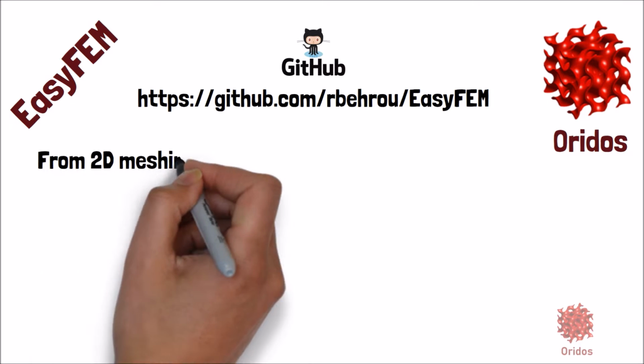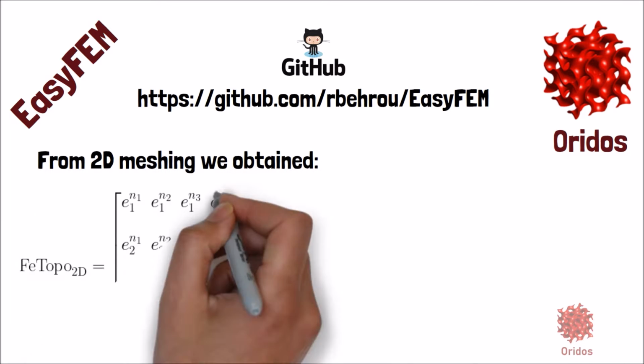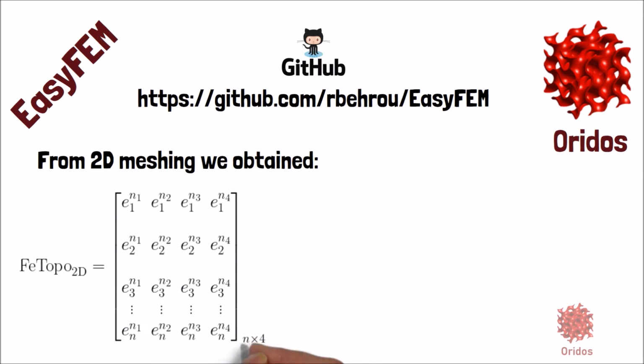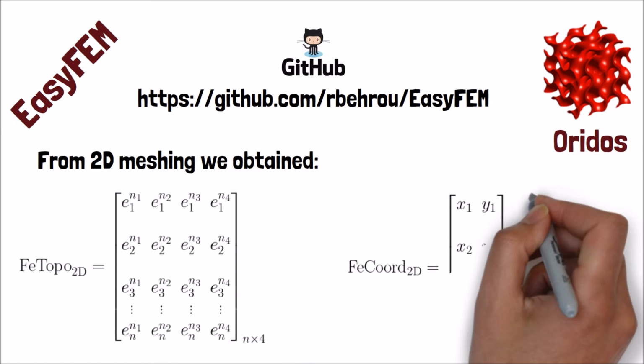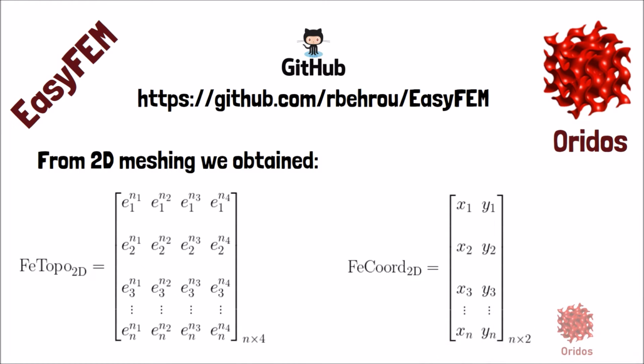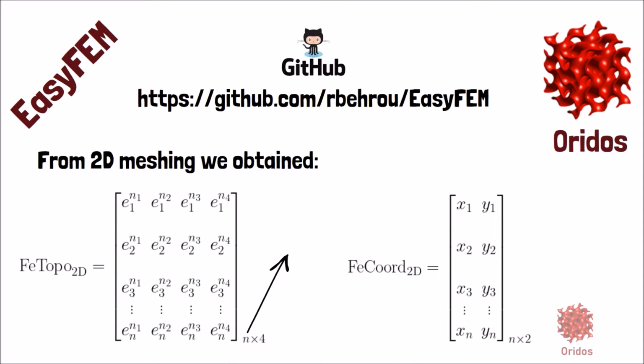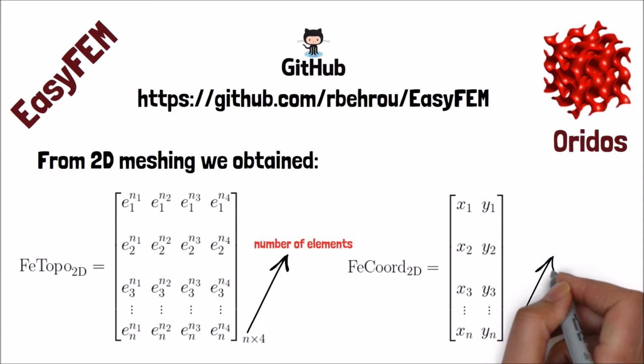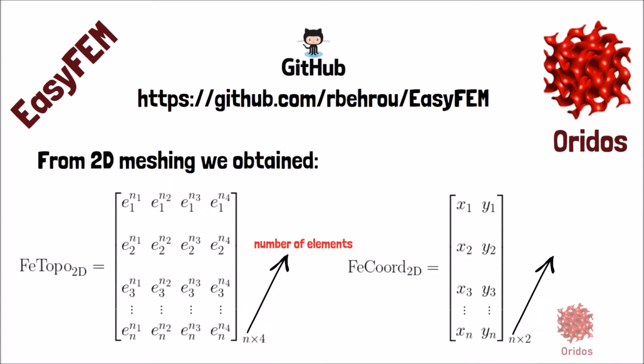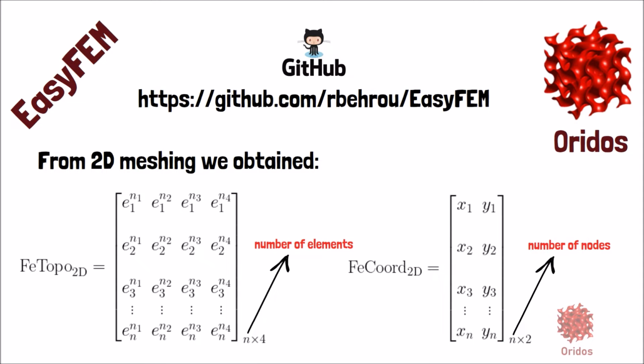From the 2D mesh implementation, we obtain the connectivity and nodal coordinate matrices. I just want to remind you that the connectivity matrix's size is equal to the number of total elements in the domain, times 4, because each element is connected to 4 nodes. Similarly, the size of the nodal coordinate matrix is equal to the number of total nodes times 2. Alright, let's jump into the implementation details.